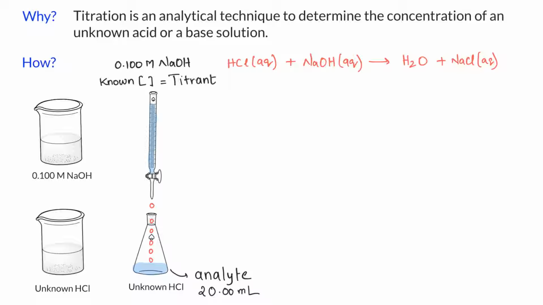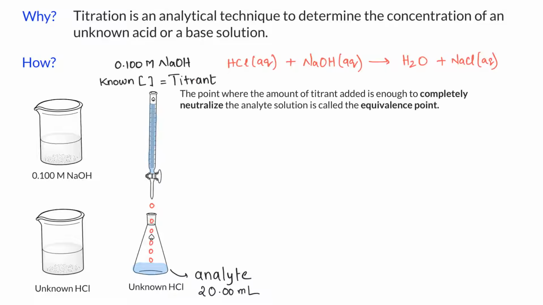We keep adding sodium hydroxide to the hydrochloric acid solution until we reach a point where all the hydrochloric acid present in the conical flask is completely reacted with sodium hydroxide that is being added. The point where the amount of titrant, that is sodium hydroxide, added is enough to completely neutralize the analyte, hydrochloric acid solution, is called the equivalence point. After the equivalence point, the sodium hydroxide that is being added to the conical flask stays unreacted.